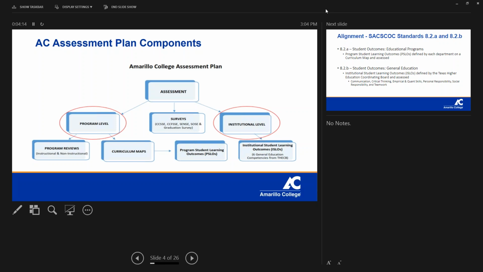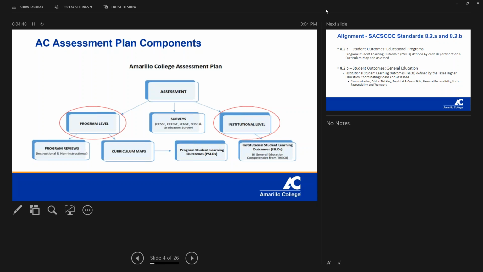We have the program level on your left there, where every department constructs a curriculum map, which leads to the assessment of program student learning outcomes. This gives the departments and the faculty a hand in ownership of the assessment process because they're developing the learning outcomes. Then the institutional level is our general education competencies or learning outcomes, things such as critical thinking, communication, empirical skills that most of you are familiar with from the Texas Higher Education Coordinating Board.